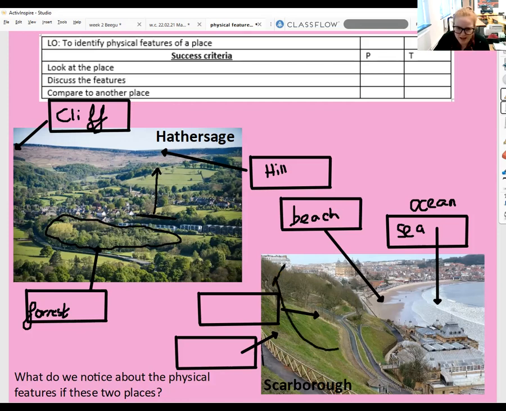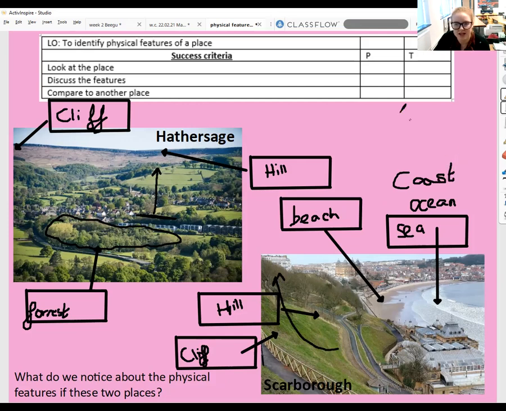So in Scarborough, we also have, what is this up here? You've got to walk uphill, so it's a hill. There's hilly areas surrounding Scarborough. It's not flat like Whitby was. It's quite hilly. And we can't see it in this picture, but we also know there were cliffs. We saw cliffs surrounding Scarborough, and we also know that Scarborough is on the coast.